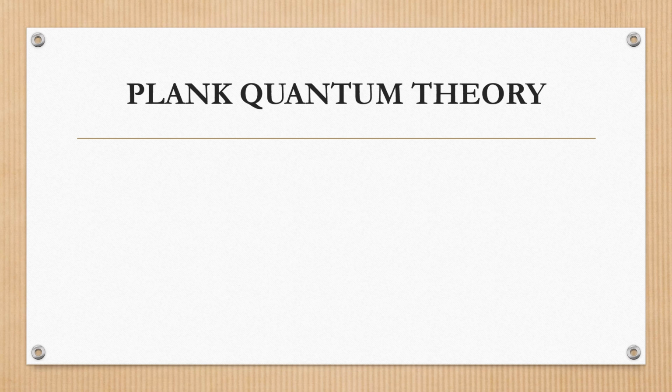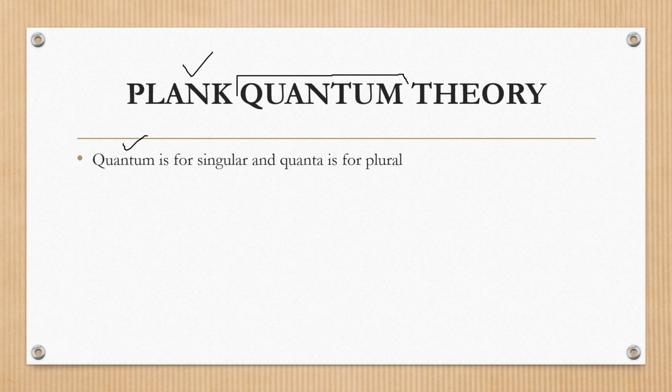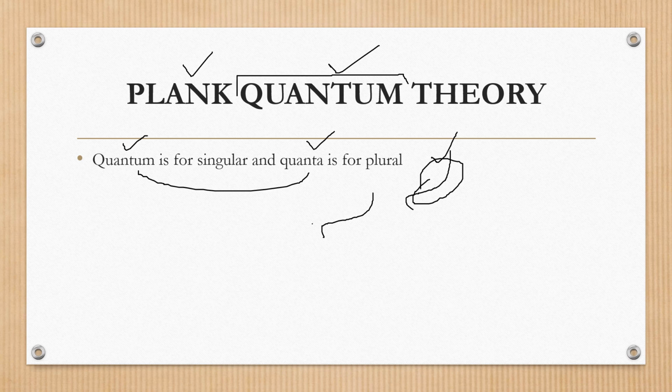Planck quantum theory. The word quantum here means energy. Planck's energy theory. Now here the word quantum is singular, but the plural of quantum is quanta. Now what do we call quanta? Just suppose a body releases one wave of energy or one energy packet. We're going to state this as quantum. But if a body is releasing a group of energy packets, we're going to state these as quanta.